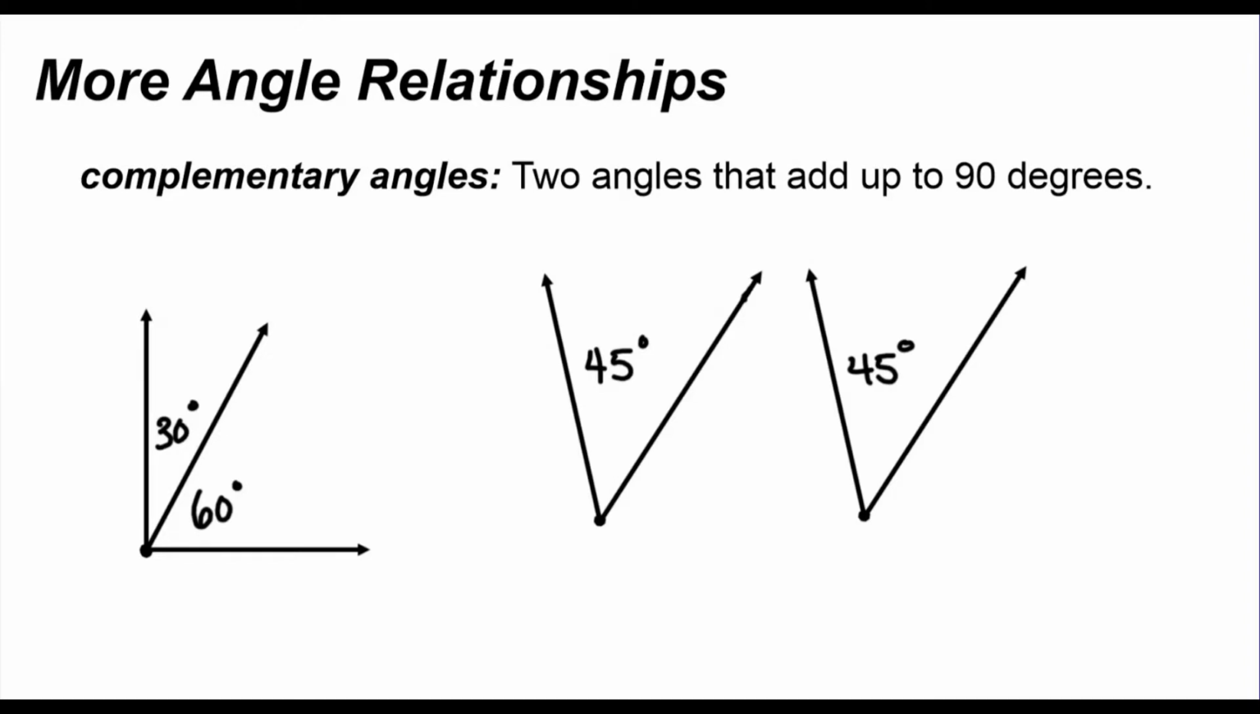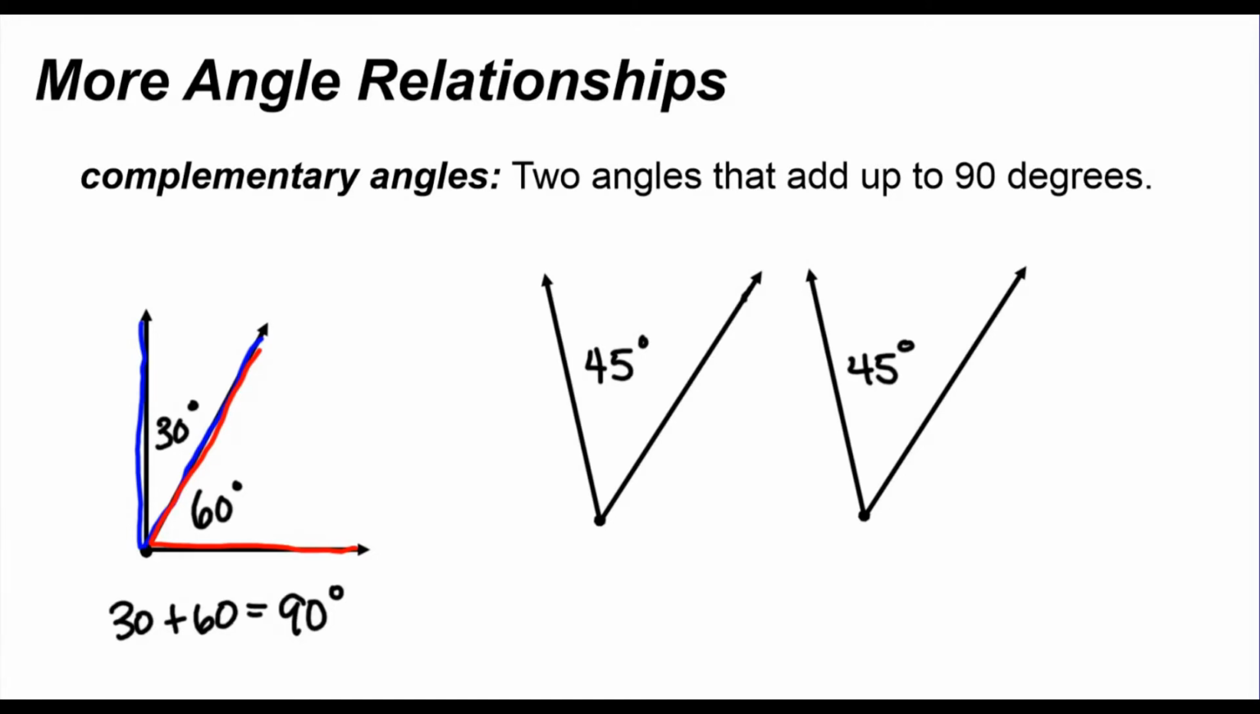If you'll notice, in the first example, I have two angles here, a 30-degree angle and a 60-degree angle. And when you add these two angles together, you get 90 degrees. So these two angles would be called complementary angles. So two angles that add up to 90 degrees.